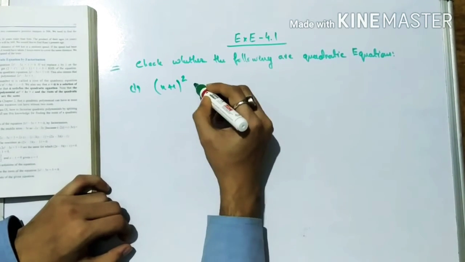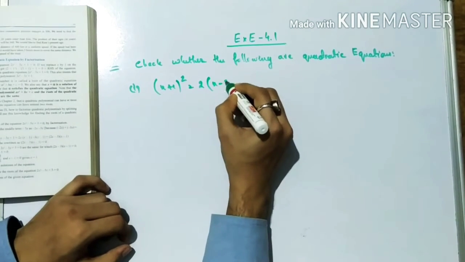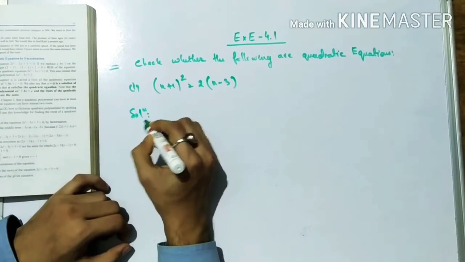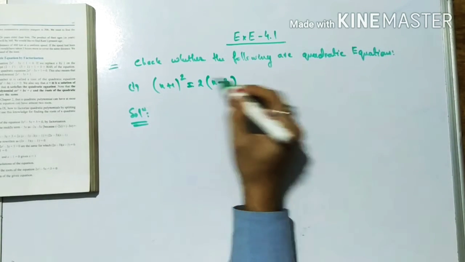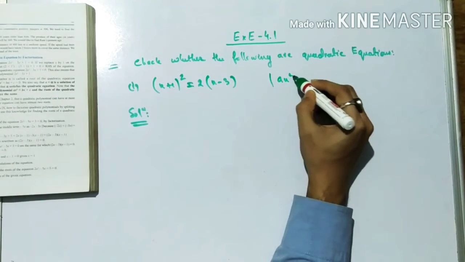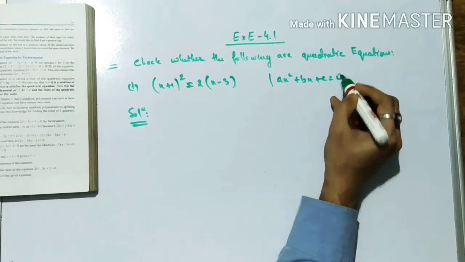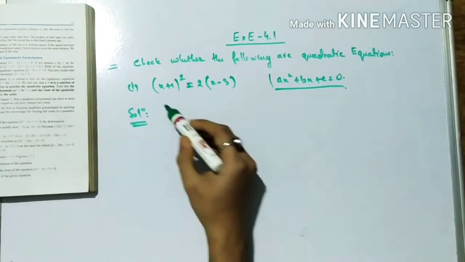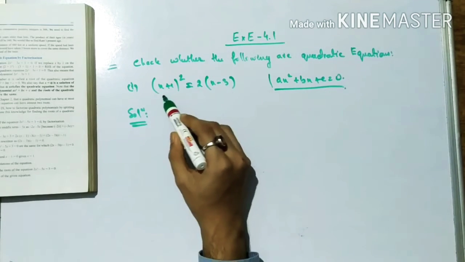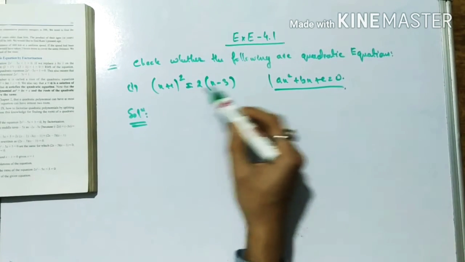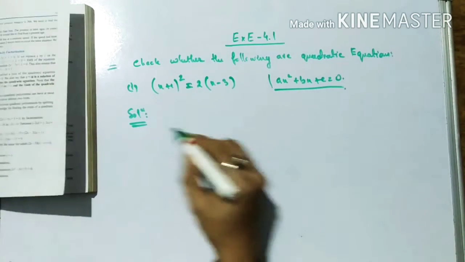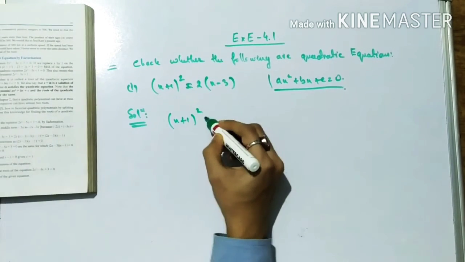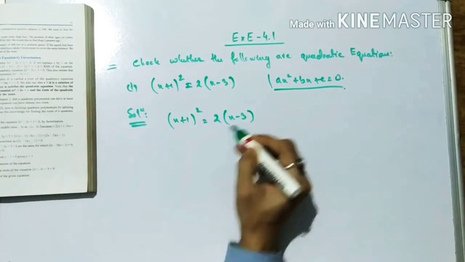So this is (x plus 1) the whole square is equal to 2x minus 3. I have to check whether these equations are quadratic equations or not. That is, can I write them in the form of ax square plus bx plus c is equal to 0? If I can write this equation in this form, then I can say that this is a quadratic equation. If I cannot, then I will say that this is not a quadratic equation. So this is (x plus 1) the whole square is equal to 2 into (x minus 3).